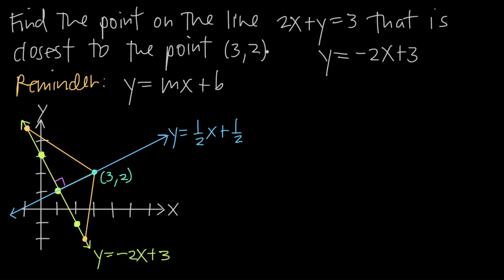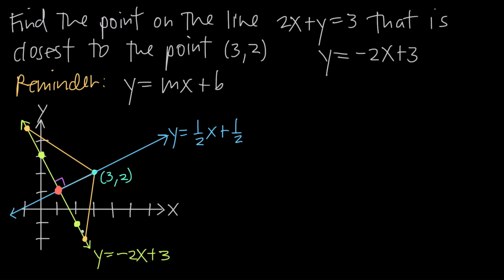Now remember, what did the problem ask us to find? We're looking for the point on the original line, so a point that lies on the green line, that's closest to the point 3, 2. Well, we already know that that's going to be this point of intersection right here, the point of intersection between the original green line and the line that's perpendicular to it, this blue line that's passing through the point 3, 2. So we're looking for this point right here because that's the point that lies on the green line that's going to be closest to the point 3, 2. So how do we find that point? Well, it's the point of intersection of these two lines.